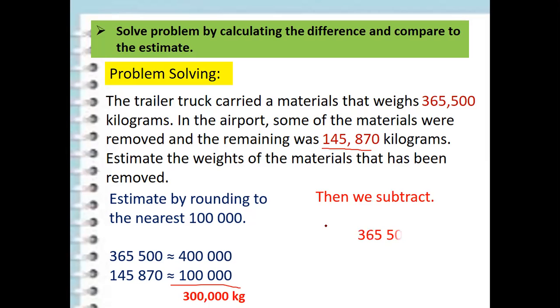Let's check the exact answer, the actual one. 365,500 minus 145,870, the answer will be 219,630 kilograms of materials that have been removed. So if you could see the 300,000, is it close to 219,630 kilograms? Is it correct? No. So it is not acceptable when we are rounding to the nearest 100,000.